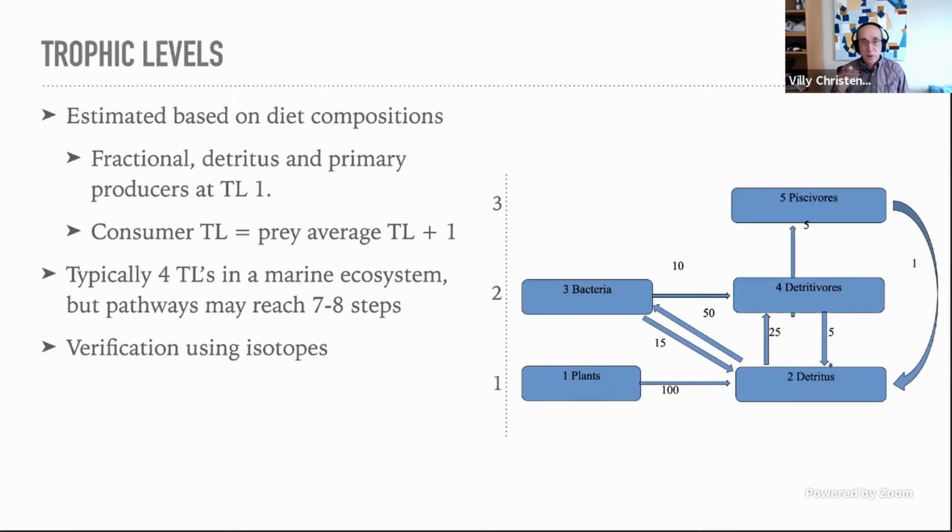Before that, going back to Lindeman before him, they used integer trophic levels. So you had trophic level 1, the producers and detritus, and trophic level 2, the first order consumers, and so on as you go up. But in the system as defined by William Odum, the trophic level of a group is the average trophic level of its prey plus 1. Typically we have about 4 trophic levels in a marine ecosystem, but pathways can be much longer, but it's the average that matters.